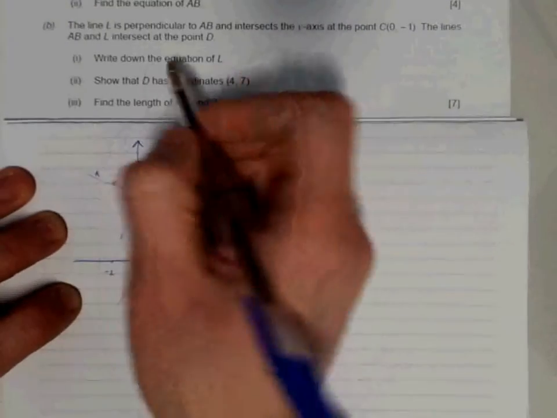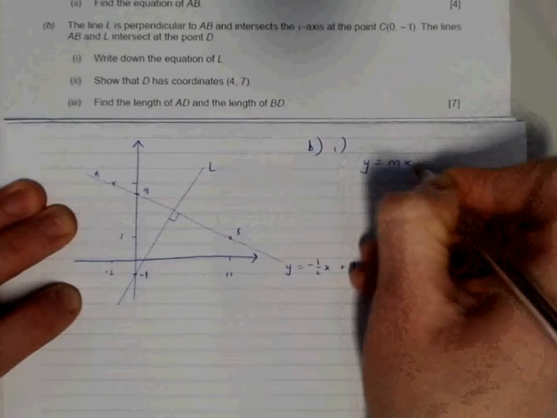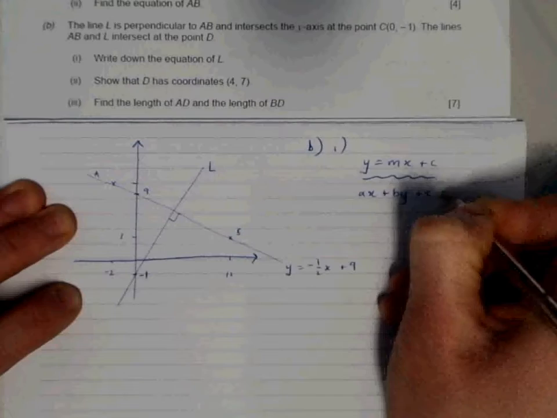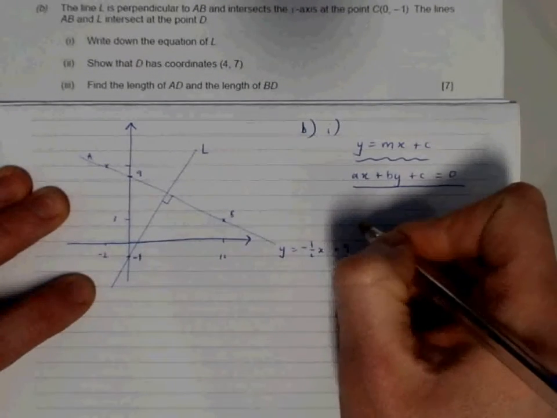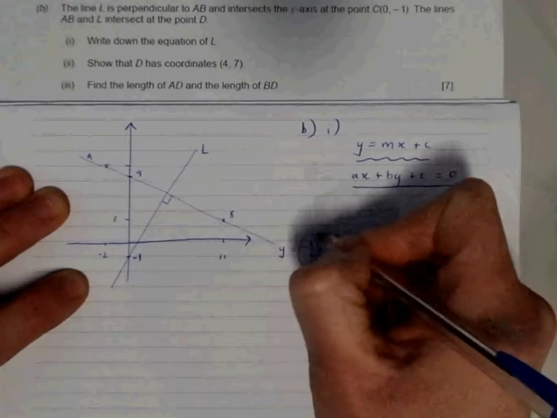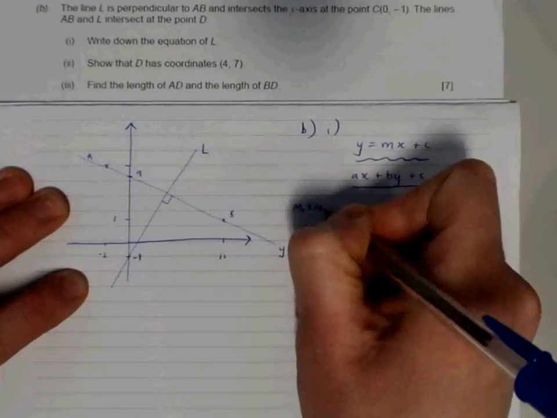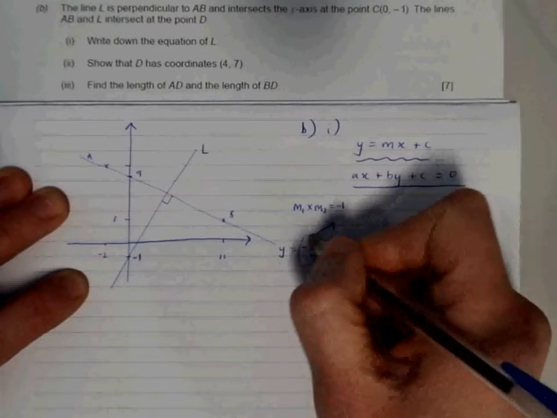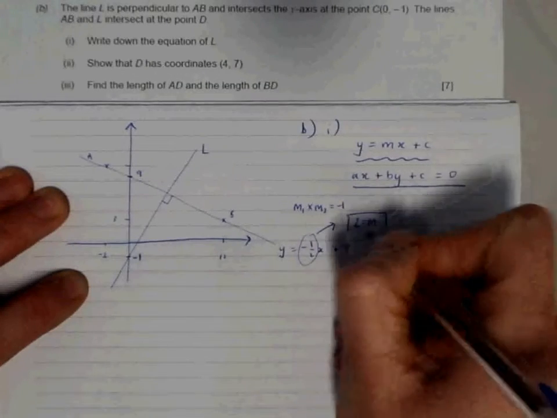So write down the equation of L. We know for the equation of a line, our answer will probably be in this format, or might be in this format. But because they're saying write down, it means we don't need to think about it too much. We know the gradient. Remember, the gradient of this line is minus a half. If it's perpendicular to that, you know that if they're perpendicular, they multiply together to give you minus 1. You might know already that the negative reciprocal of that is going to be 2. So the gradient of this second line is going to be 2.